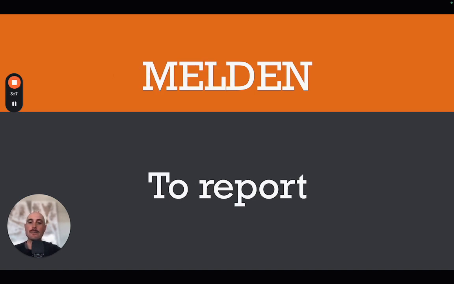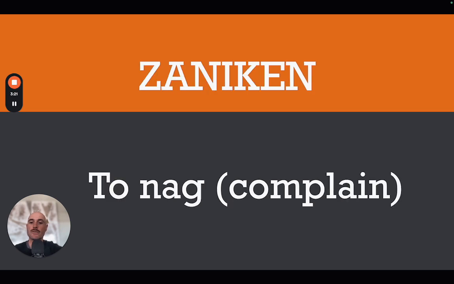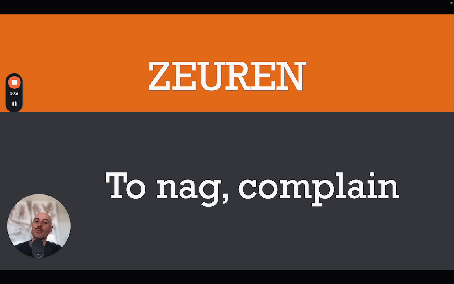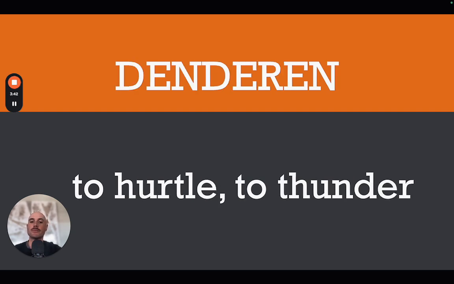The next one is melden. Iets melden is to report something. Melden, to report. We continue with the verb zaniken. Zaniken is to nag, to complain, alright? Most of the time about things which are actually rather futile. So not really important things. Zaniken, to nag, to complain. Another one, to nag, to complain, can be zeuren. Zaniken and zeuren is to complain, to nag, and so on.